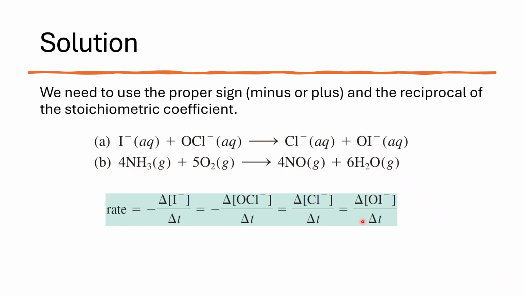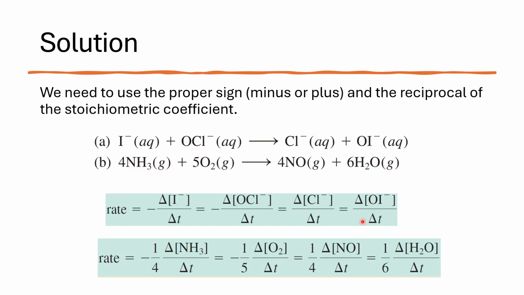The second one is a little more involved, and we're going to need to do those reciprocal or inverse operations on our stoichiometric coefficients. So negative 1/4 here, negative 1/5 here, positive 1/4, and 1/6. Nothing particularly difficult about that. It's just a question of knowing the rule.